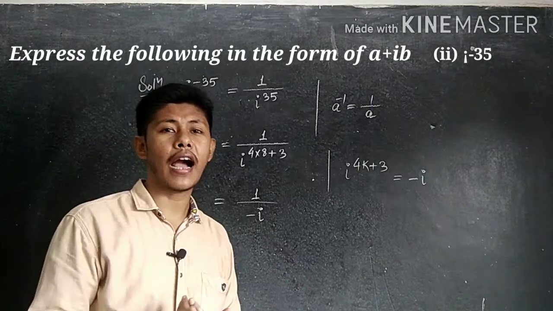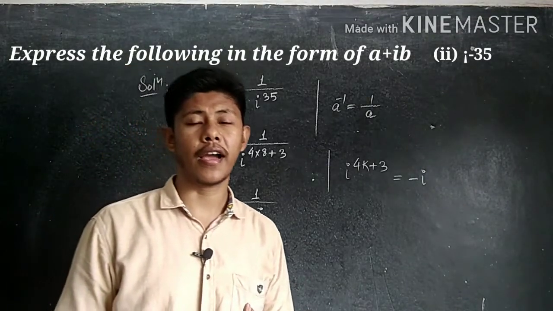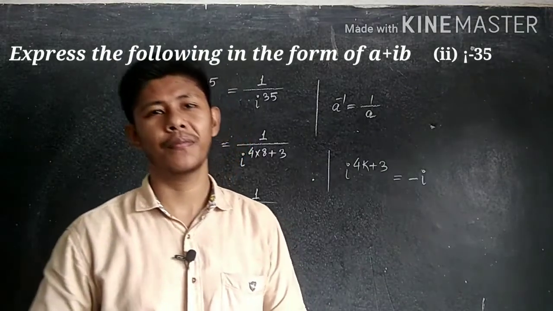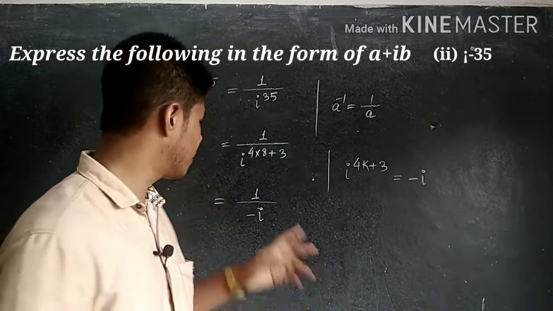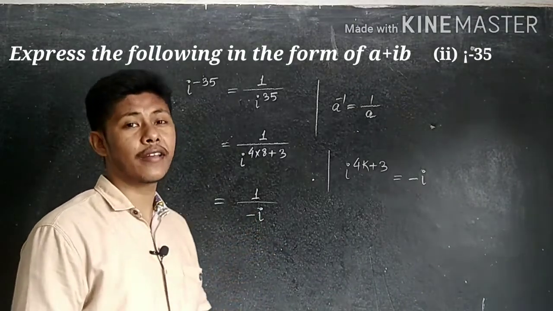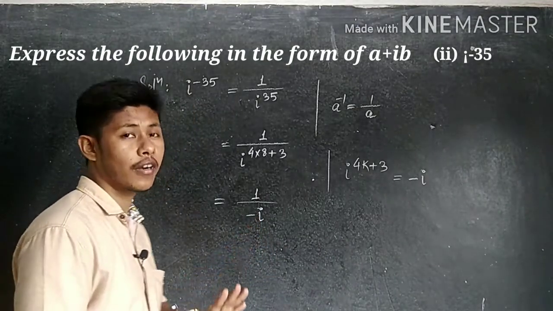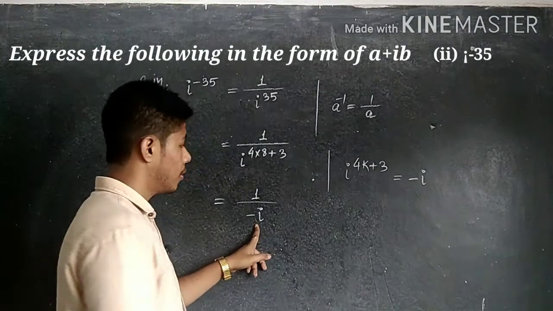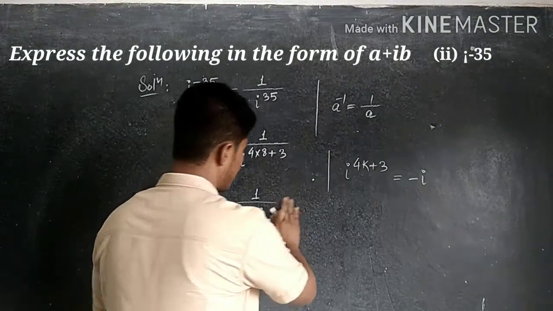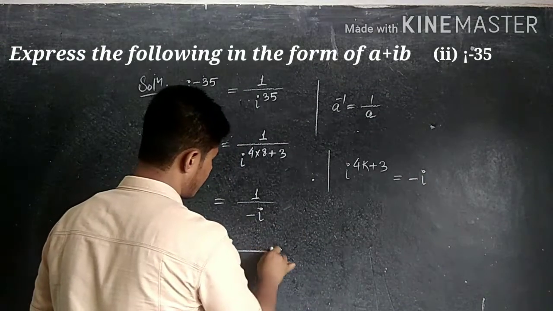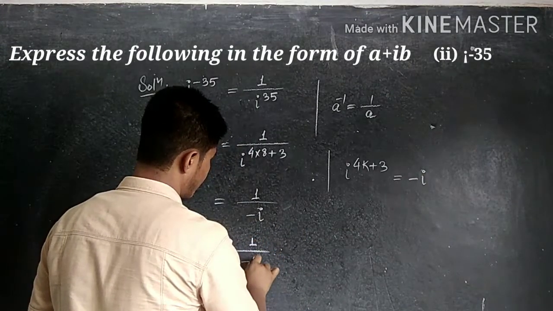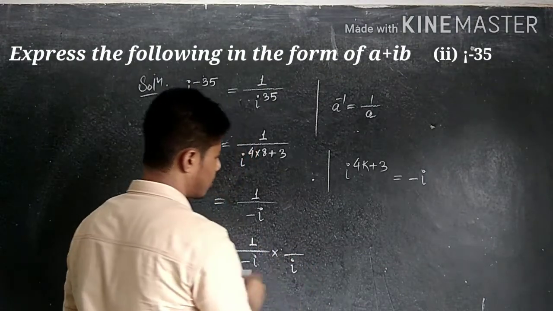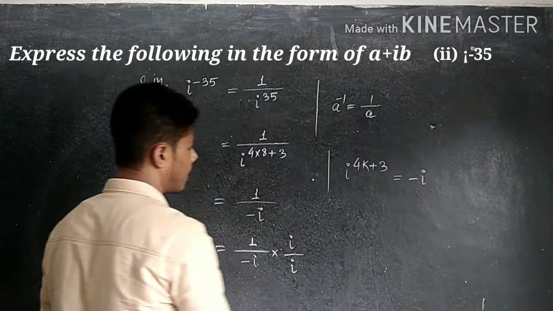I told earlier that i should never remain in the denominator. It should stay in the numerator, because a complex number is of the form a plus ib, isn't it? So that's why here we have to eliminate this i again from here. To eliminate it, very simple, we multiply by the conjugate. So what is the conjugate here? This one I have written in the next step. So 1 over minus i, the conjugate of minus i is i. To balance this result, we have to write here i.